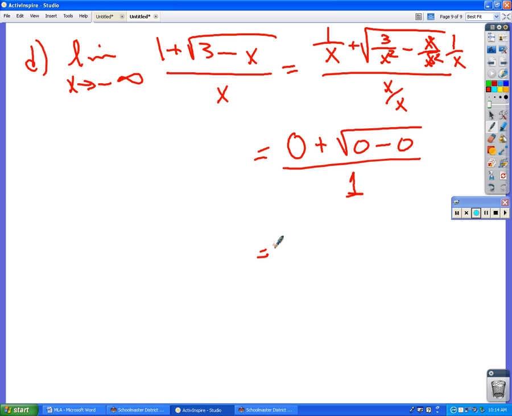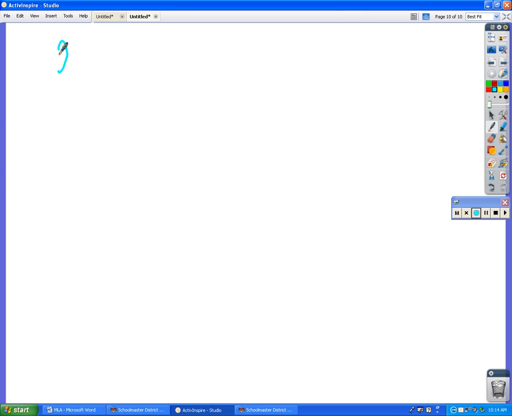All right, and so what do we have on the top? 0. And what do we have on the bottom? 1. The answer is 0. Okay? Now, Cody said we can also do the complex conjugate thing, so let's take a look at that and see if we like this better.